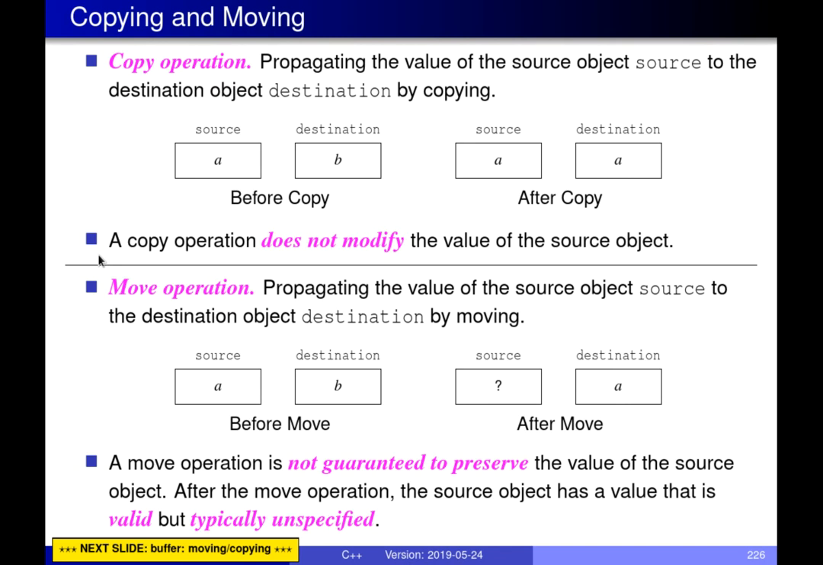So this is just illustrating things in pictorial form. If I have a source object called source and a destination object called destination, I'm trying to propagate the value of source to destination. After a copy, the picture looks like this. And the important thing is that the source still has the same value we started out with. However, with the move operation, if we start out with the same picture before we move, the difference is that we don't know what the source object is equal to after the move.